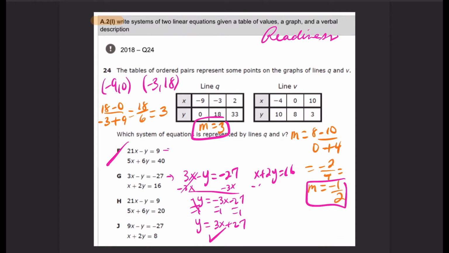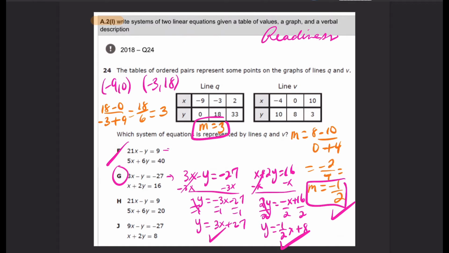So x plus 2y is equal to 16. And if I solve for y, I subtract x on both sides. 2y is equal to negative x plus 16. Divide by 2 on both sides. And y is equal to negative 1/2 x plus 8. The slope matches. I am 100% sure that this will be the answer, but let's check H and J just to be sure.